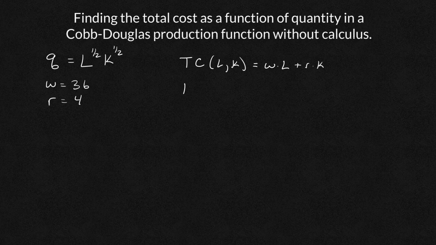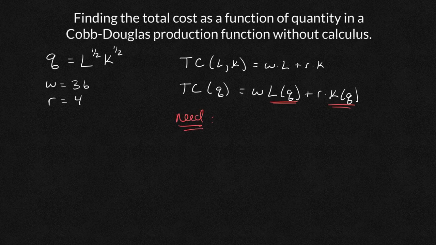Now, what we want is total cost as a function of quantity. Well, how are we going to do that? By the end of this video, what you'll have is L as a function of quantity, and then we'll do R times K as a function of quantity. So what we need to do is find my L and K as a function of quantity.